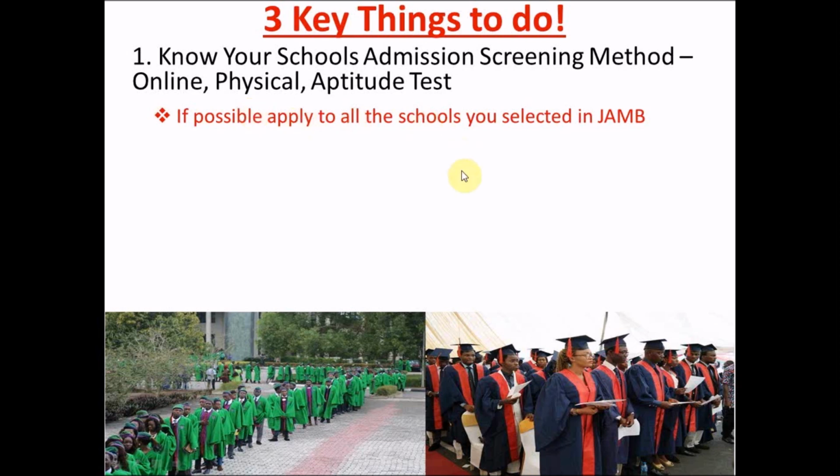So make sure you try to apply to all the schools you selected during your JAMB registration. This is one key thing. This is one pitfall, that students just go for only their first choice. Only your first choice you are interested in for your post UME registration and screening. No, don't do that. Try to register in others. All right, so that's one tip.